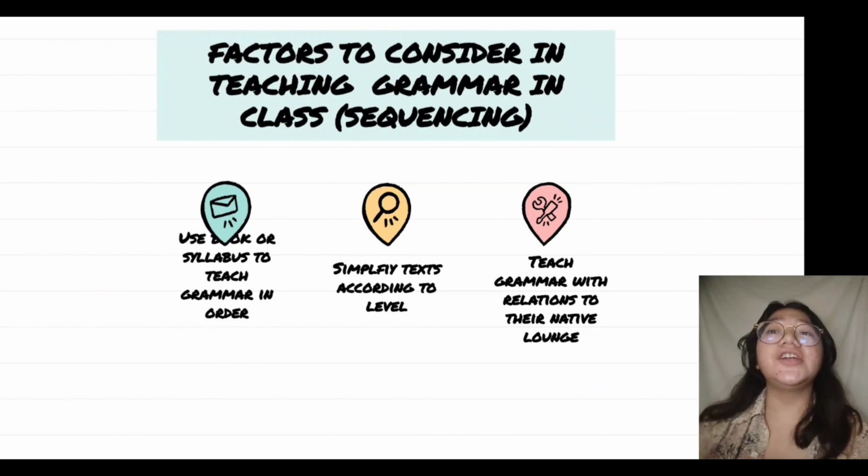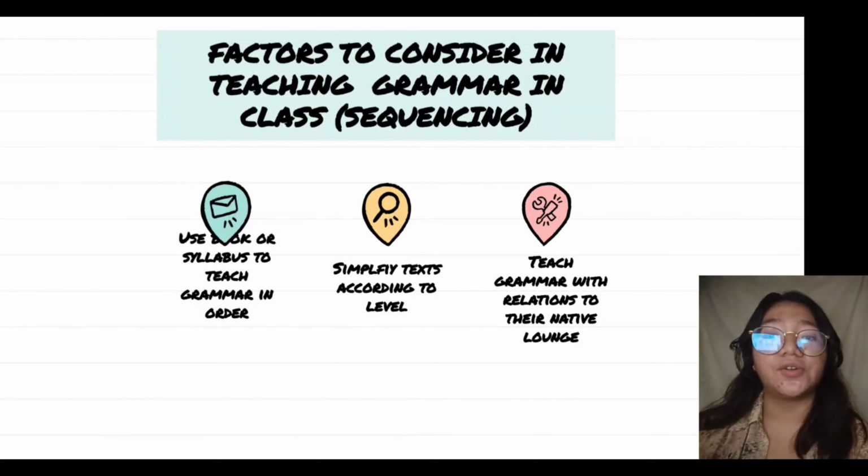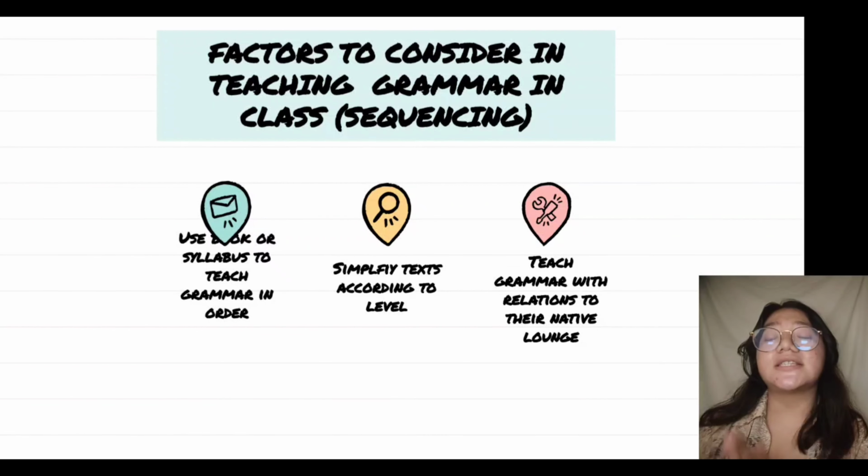So, here are the factors to consider in teaching grammar in class. Under sequencing, number 1 is use book or syllabus to teach grammar in order. Para dito is kailangan gumamit ng teacher or hindi naman kailangan. The teacher can use book or syllabus to teach grammar in order. Pwede siyang gumamit ng mga authentic book or na pwedeng makatulong sa kanya in order to properly deliver the topic in class.